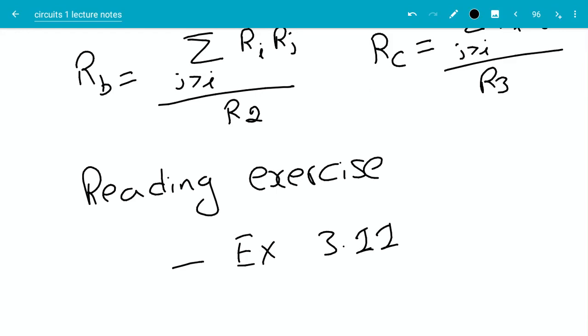As a reading exercise, please go through example 3.11 in the textbook to look at an application of delta Y conversion.